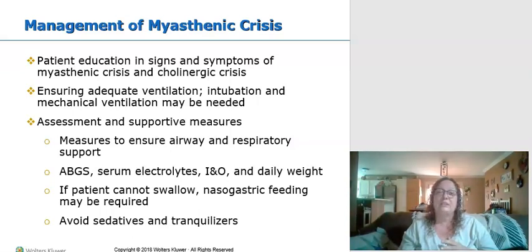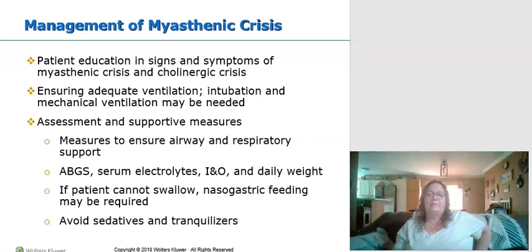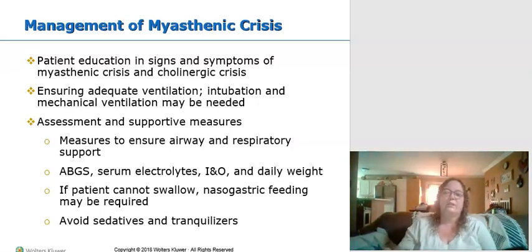If the patient has swallowing difficulties, we need to make sure that speech pathology is involved and that we follow their orders and reinforce their education. Continue to monitor as they may eventually become unable to swallow. And in that case, they may need an NG tube, may be required to help with nutrition. We want to avoid sedatives and tranquilizers in these patients.